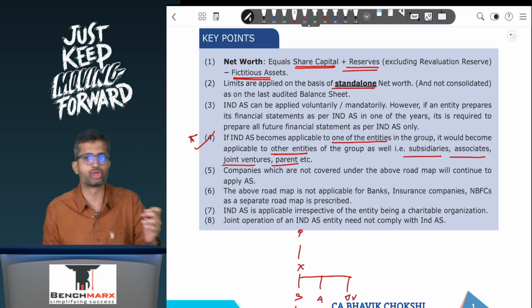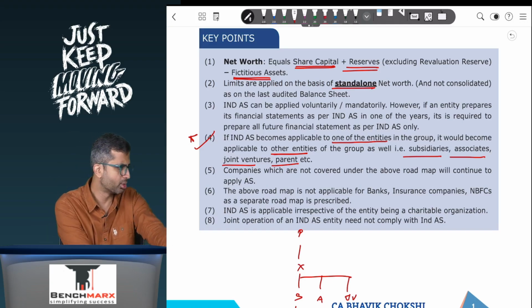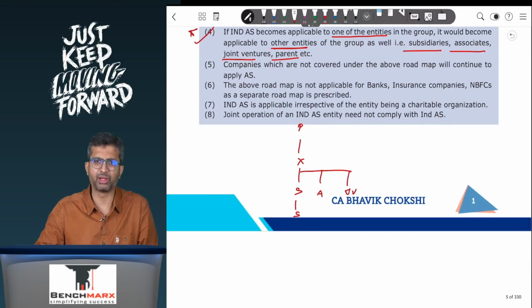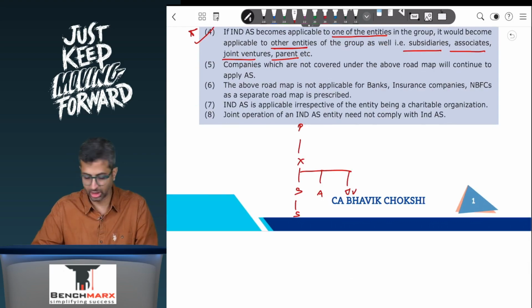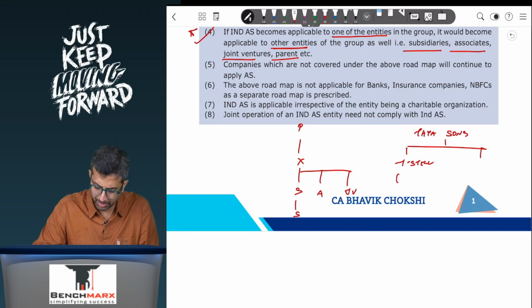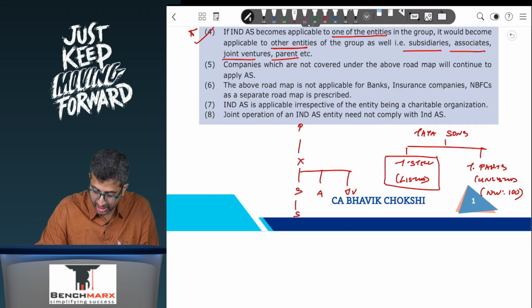Now, an important exception over here, which is given by the institute, is on something called fellow subsidiaries. Now, what do you mean by fellow subsidiaries? Over here, let us say there is Tata Sons, which sits at the top. Below this, there is Tata Steel Limited, which is a fairly big company. It is listed, and hence Ind AS will become applicable. But then there is a company like Tata Parts, for example, which is unlisted and which has a net worth of only 100 crores.